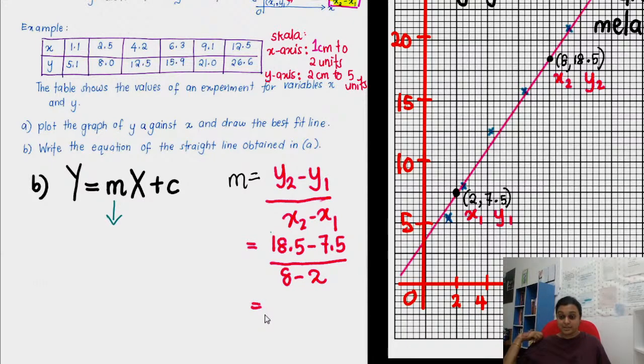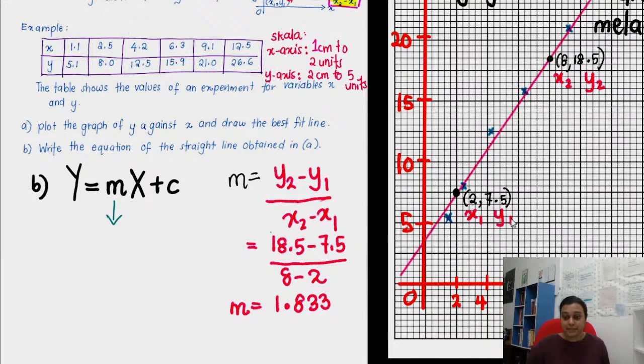Okay, now let me find what is the value first. Okay, 18.5 tolak 7.5 bahagi with 6. Okay, this is getting 1.833. So I am going to change this to 11/6. Or maybe I just, if you want to tulis dalam perpuluhan, 1.833. At least 3 tempat perpuluhan. Okay, so M dah dapat.